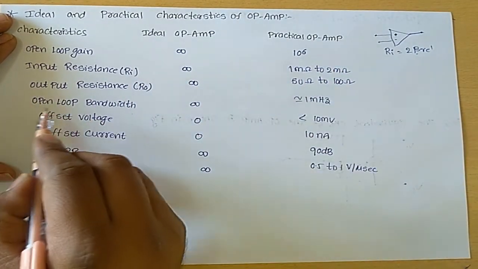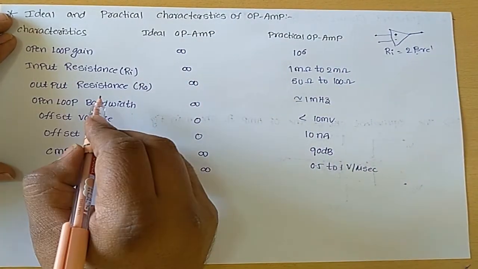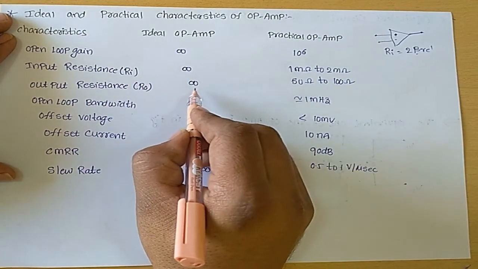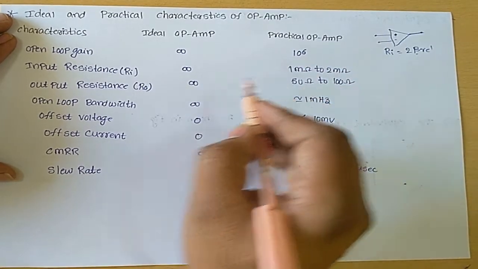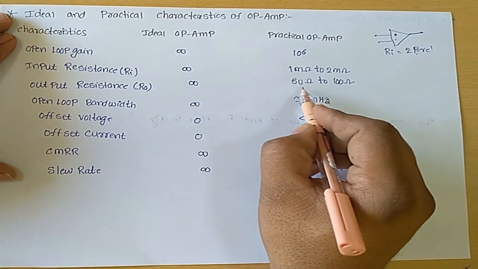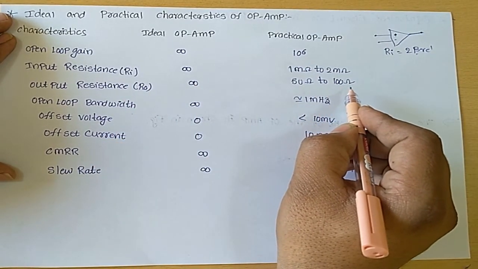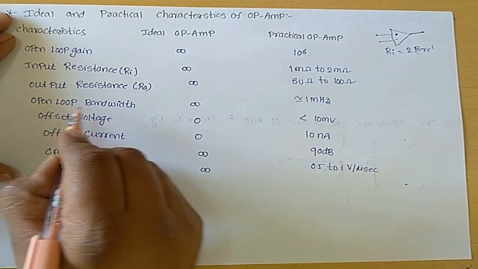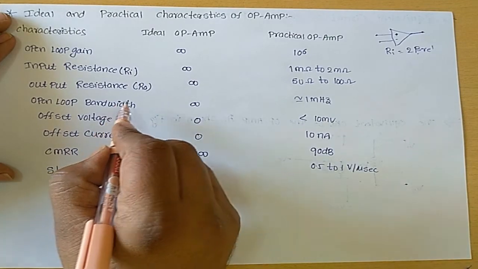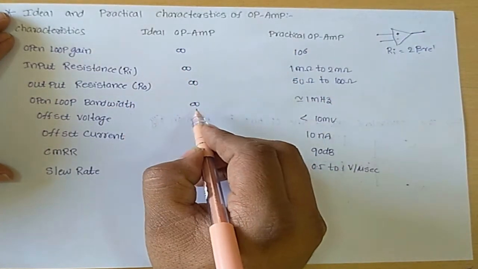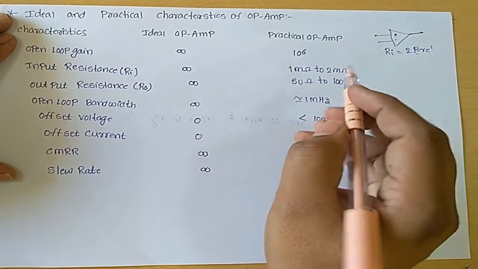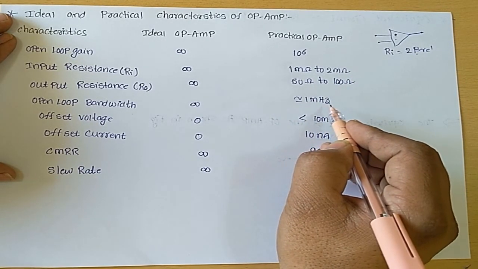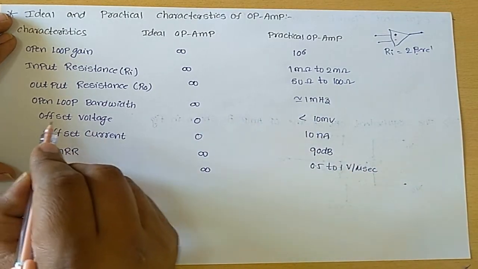The third characteristic is the output resistance. The output resistance of the ideal operational amplifier is zero, and the practical value is 50 ohms to 100 ohms. The next characteristic is the open loop bandwidth. The open loop bandwidth of the ideal operational amplifier is infinity, and the practical value is approximately 1 megahertz.